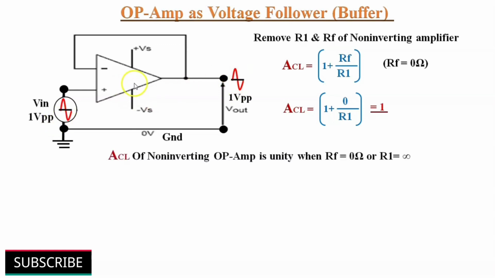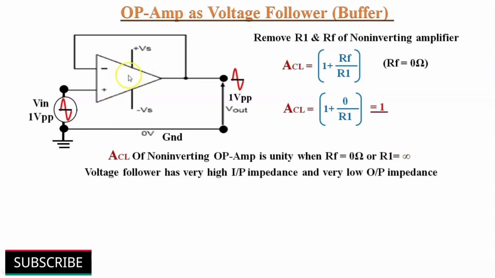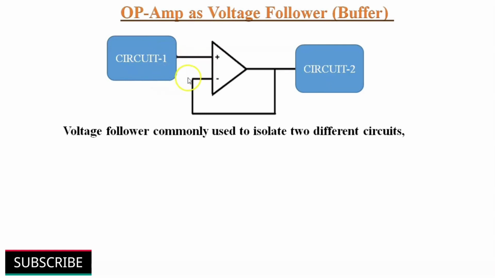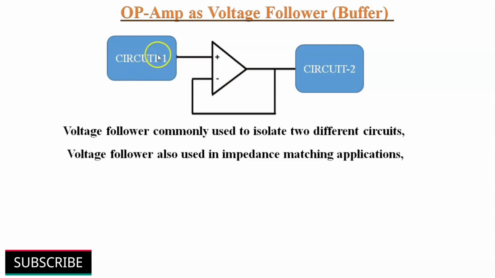The closed loop voltage gain ACL of the non-inverting amplifier is unity when feedback resistance Rf is equal to 0 ohms or R1 is equal to infinity. The most important feature of voltage follower configuration is its very high input impedance and its very low output impedance. So these features make it an ideal buffer amplifier or voltage follower to be connected between two different circuits to provide isolation. That is particularly useful when we have high impedance in circuit 1 and low impedance in circuit 2.